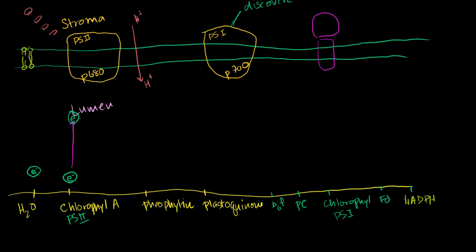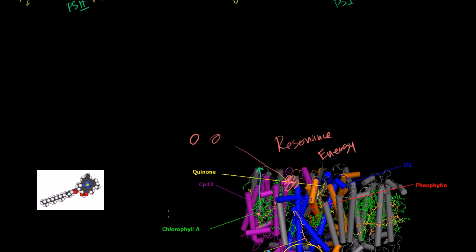Ignore that lumen right there. It has nothing to do with this electron. And then it goes, and actually when it goes to the high energy state, maybe I should draw it like this. It actually shows up in pheophytin. That is the primary electron acceptor. And it's actually a chlorophyll A molecule. Let me show you what a chlorophyll A molecule looks like. This is what a chlorophyll A molecule looks like.